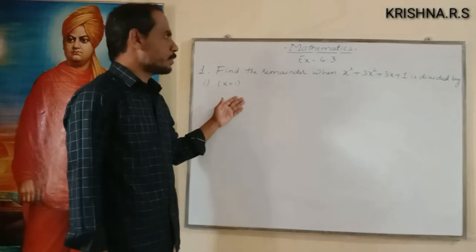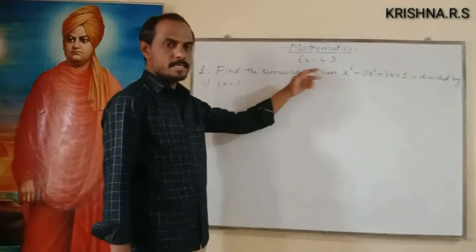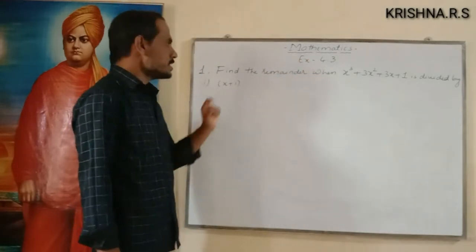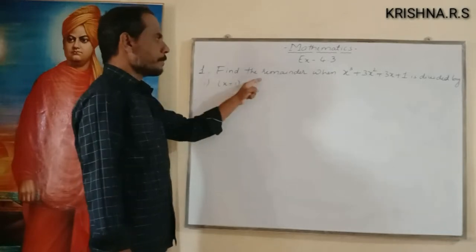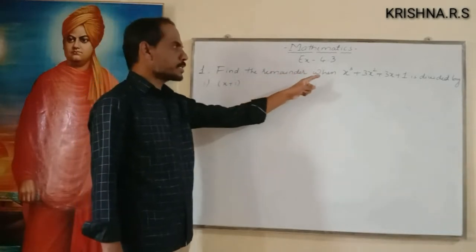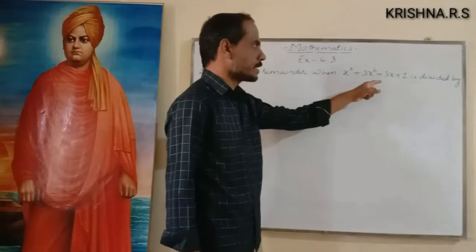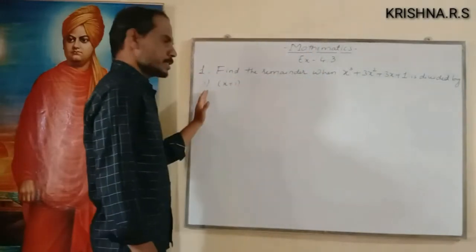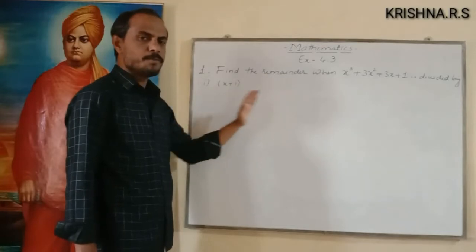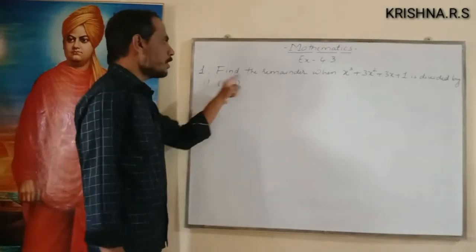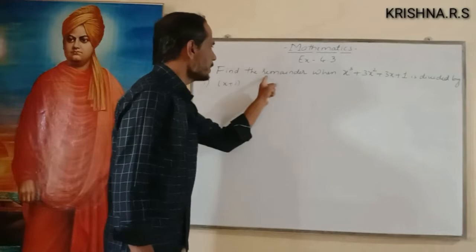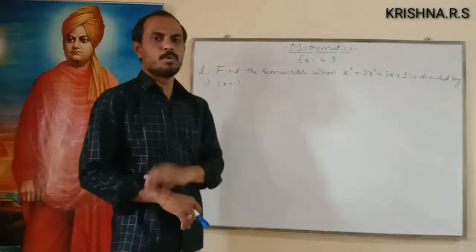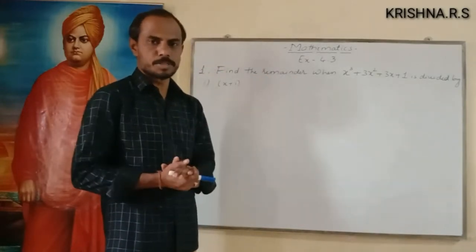Next we have to discuss exercise 4.3, the first question. What is the first question? Find the remainder when x cube plus 3x square plus 3x plus 1 is divided by, first one, x plus 1. Like that there are a few questions. What do we have to find? Underline: find the remainder. Only the remainder, no need to find the quotient.